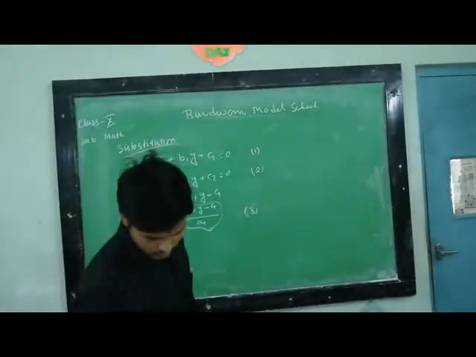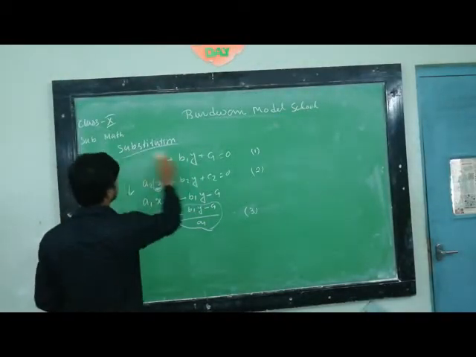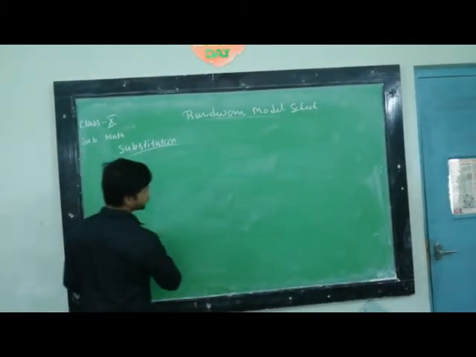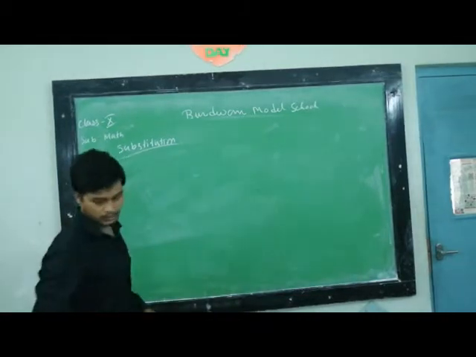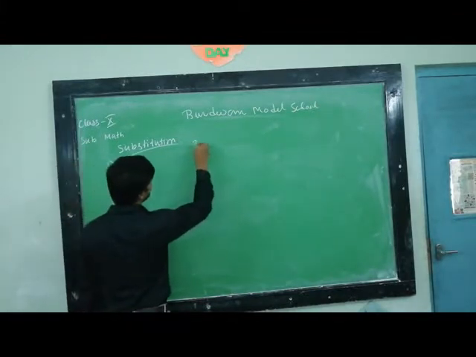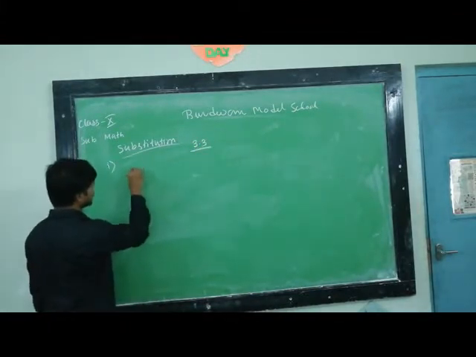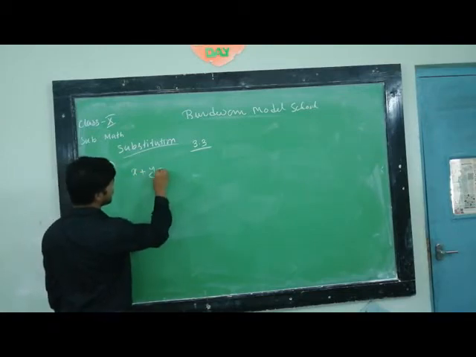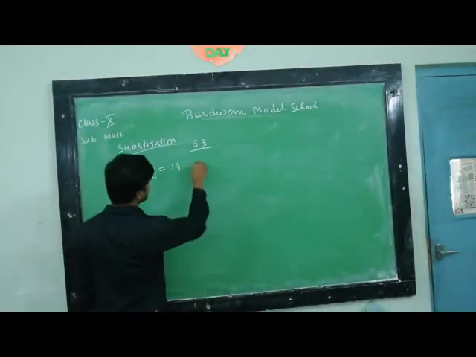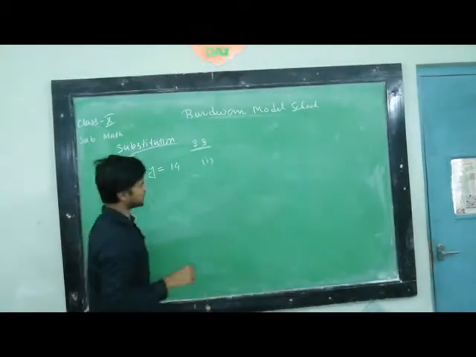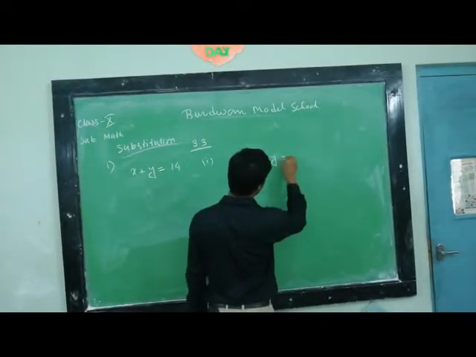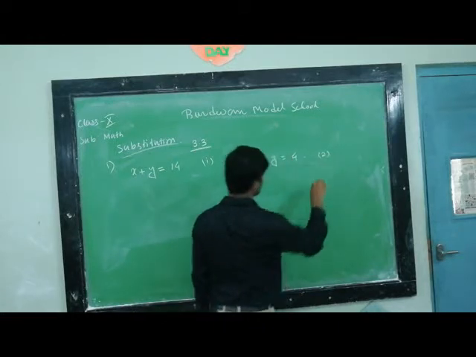Let's come to exercise 3.3, question number 1. In 3.3, all the problems we have to solve by using the substitution method. So the first question is x plus y equal to 14, let this be our equation number 1, and the second equation is x minus y is equal to 4. This is equation number 2.